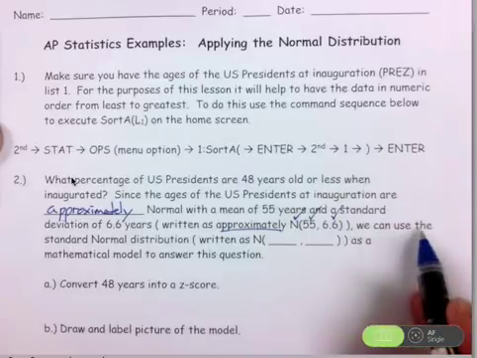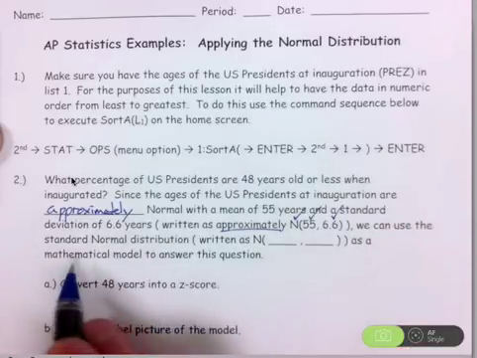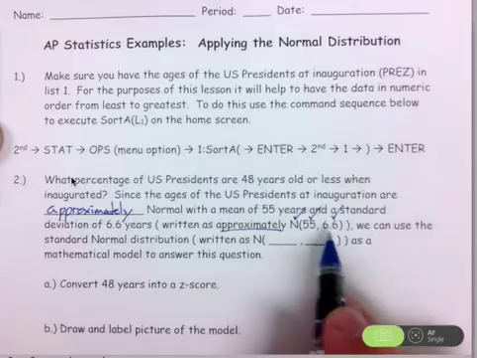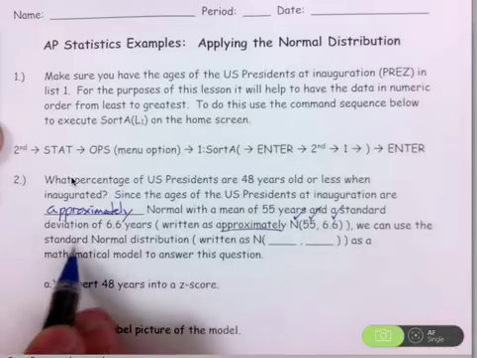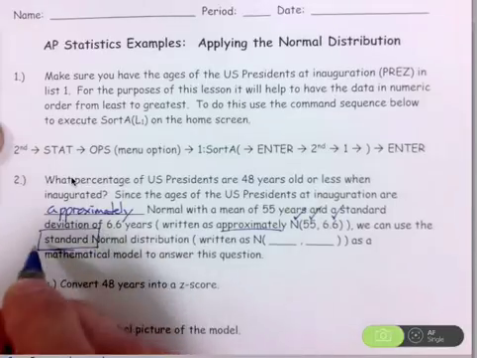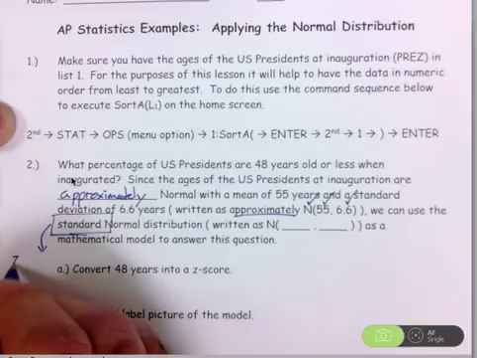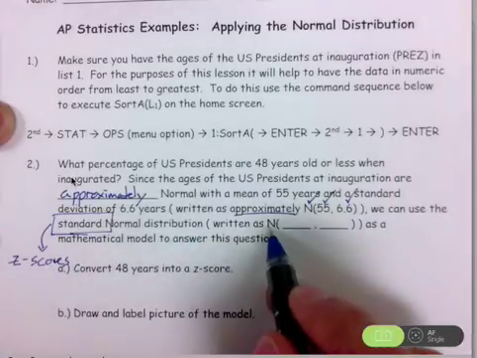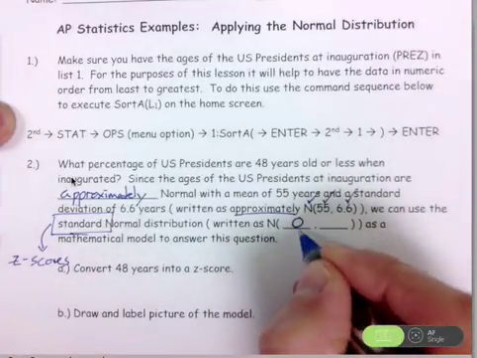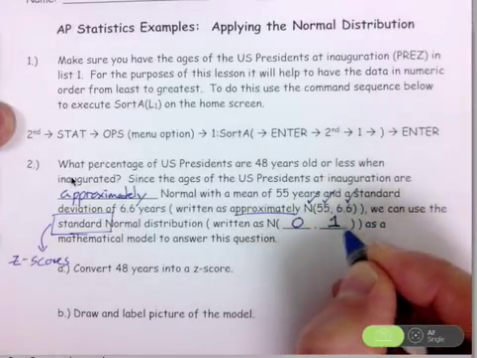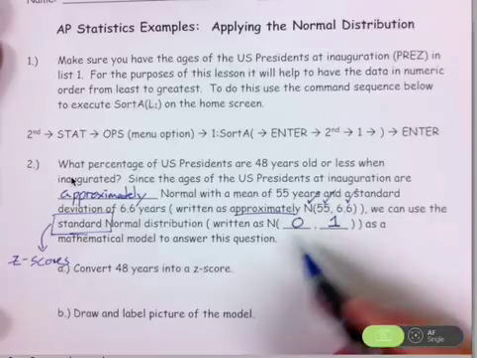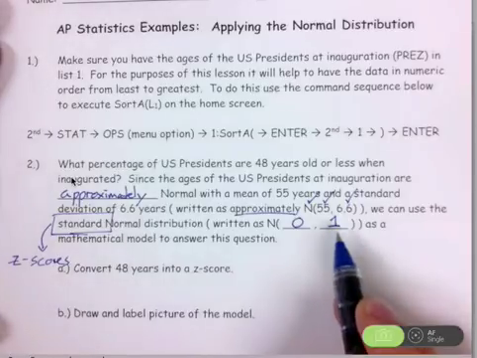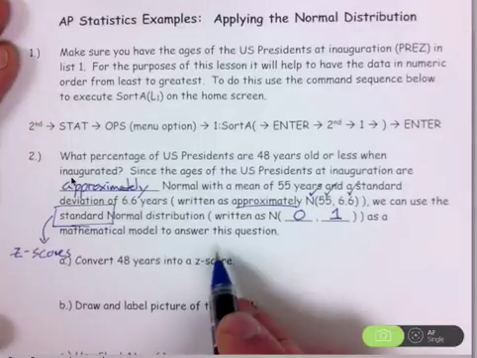We can also use the standard normal distribution as a mathematical model to answer our question. Our original data are normal with a mean of 55 and a standard deviation of 6.6, but the standard normal distribution, by standard, we mean that we are using z-scores. And we know that if we're using z-scores, the normal distribution is going to have a mean of 0. Z-scores have a mean of 0. It's going to have a standard deviation of 1. Z-scores have a standard deviation of 1. And we know that this is a density function. The area under the standard normal distribution is 1. So we can use this as a mathematical model to answer our question.